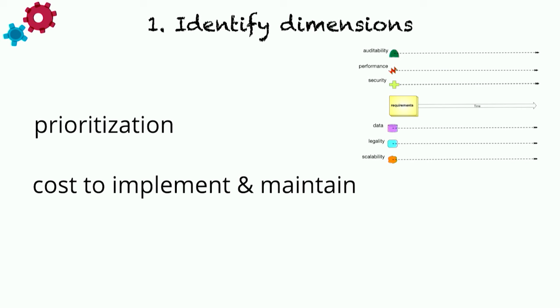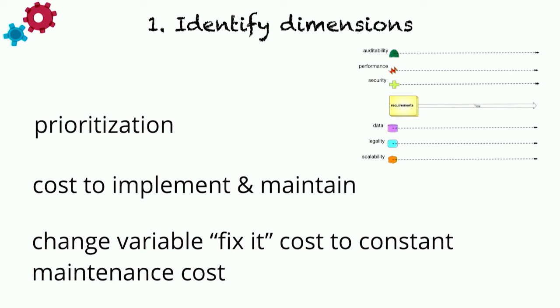This also changes this variable fix-it cost that's going to happen at some point in the future to a constant maintenance cost. Because what happens a lot of times, we pick a particular framework because of performance or some characteristic we want, and we check it on an ad hoc basis, and it gradually degrades over time, and then there's a bunch of work that has to be done to retrofit it and fix it again. That's that variable fix-it cost lurking in the future. That changes this to a constant maintenance cost because if you keep that fitness function maintained, then you never get surprised by one of these things falling off a ledge somewhere.